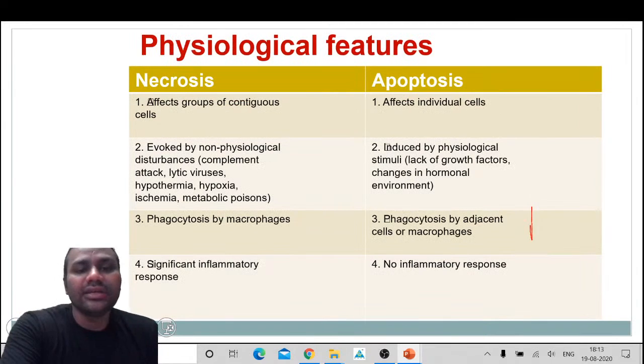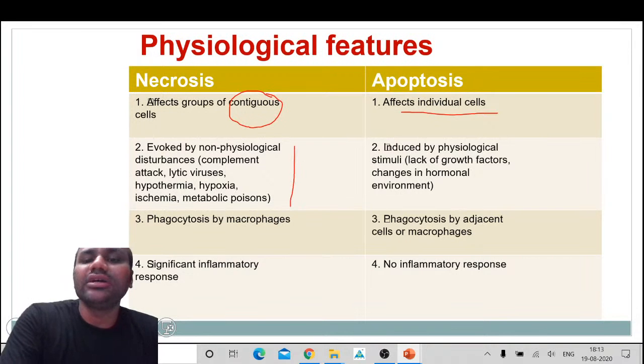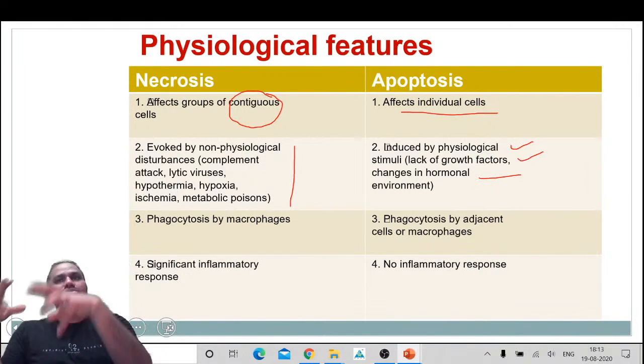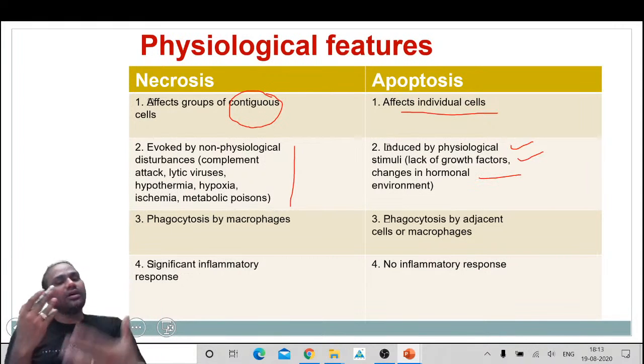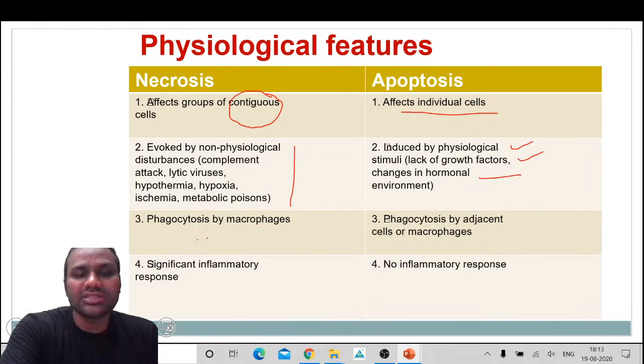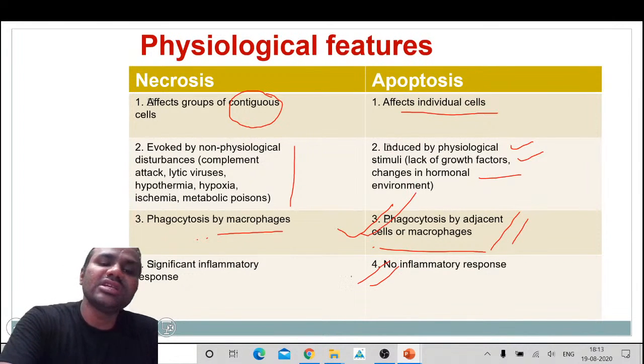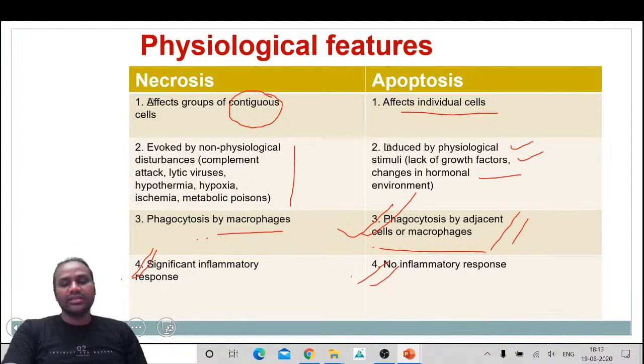Necrosis affects groups of cells, while apoptosis affects individual cells, and it can be evoked by different disturbances: physiological causes, different hormonal problems, loss of growth signals, or direct injury and radiation injuries. Phagocytosis occurs in both, but more in apoptosis. There is no inflammatory response in apoptosis, while a significant inflammatory response is seen in necrosis.